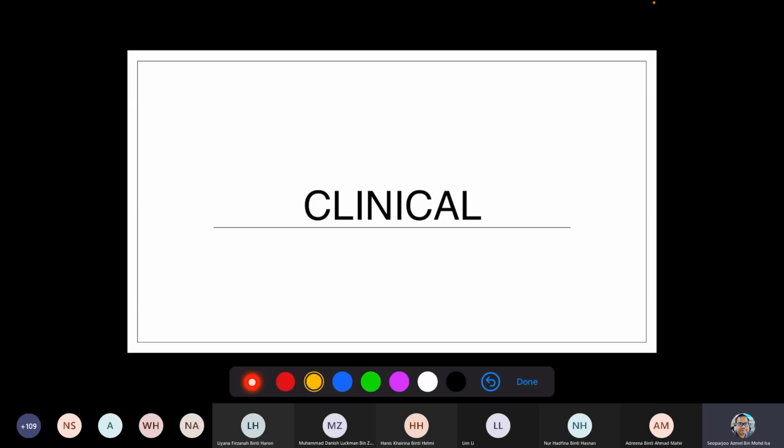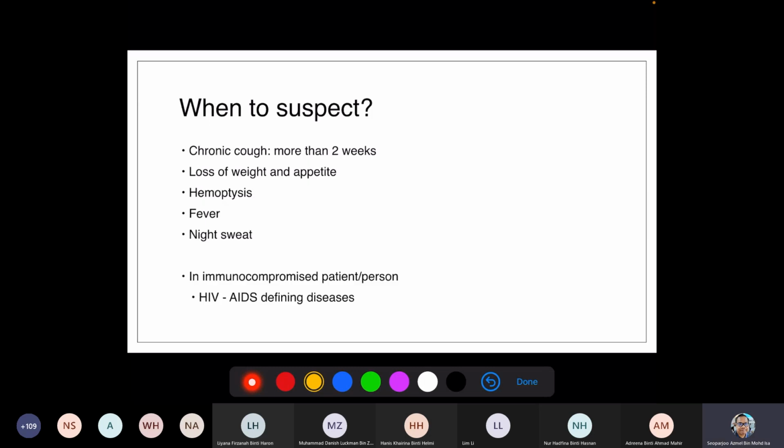Okay, clinically, when to suspect that this person has TB. Number one is the presence of chronic cough. Usually we take it as chronic if the cough occurs for more than 2 weeks. Next is the constitutional symptom. As I mentioned previously, there is a loss of weight and also appetite. The patient may present with hemoptysis. Sometimes the cough is a dry cough, but sometimes it does have some production of sputum, and sometimes the sputum is also stained with blood. This is what we call hemoptysis, which is blood-stained sputum.